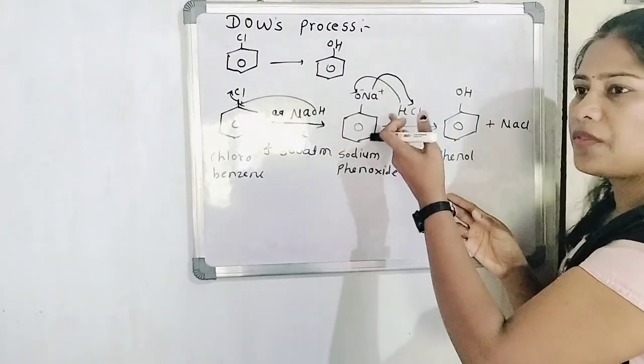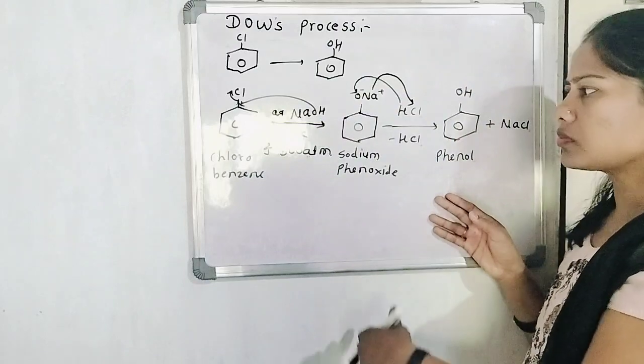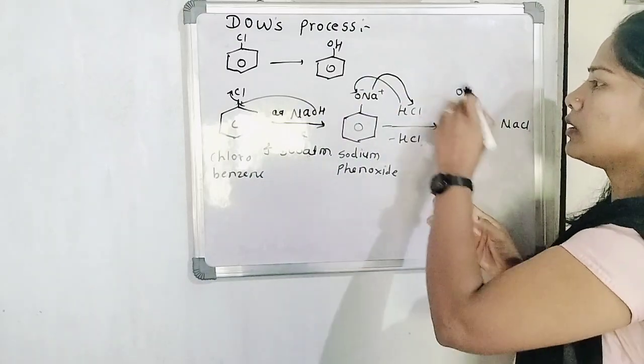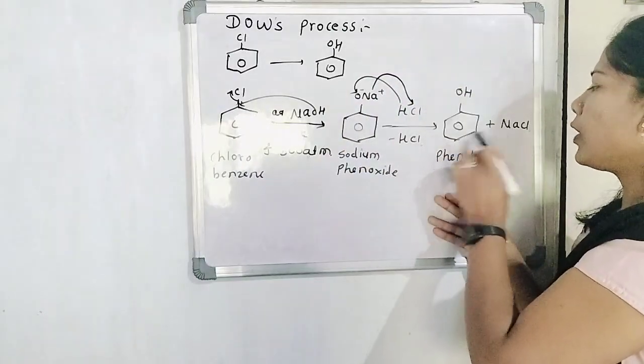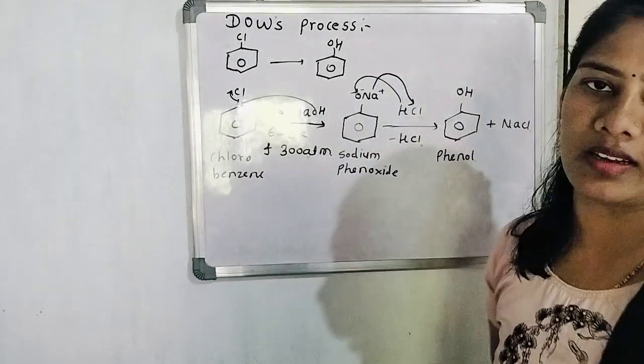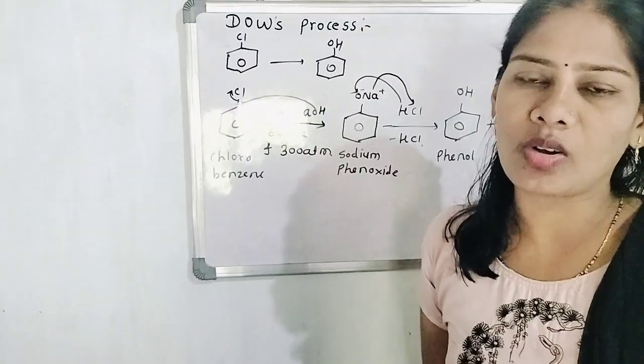When this compound is further treated with HCl, then what happens? Hydrogen attacks the oxygen, forming phenol with loss of NaCl. Understand this process? It's called the Dow process.